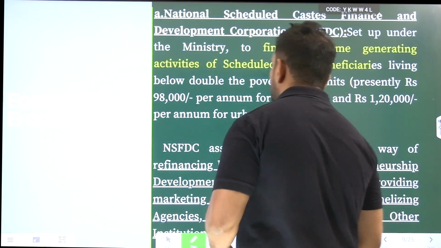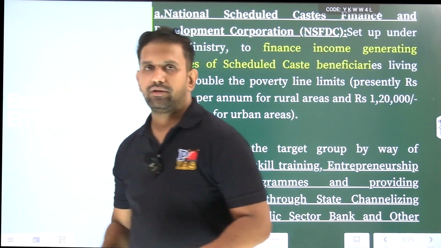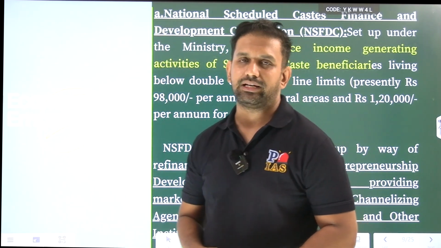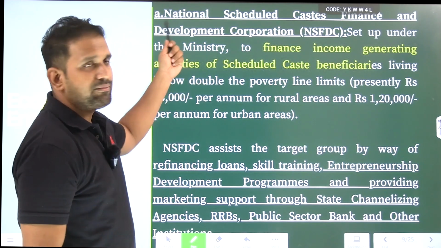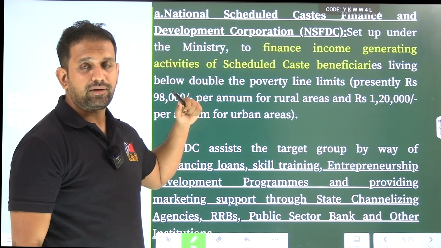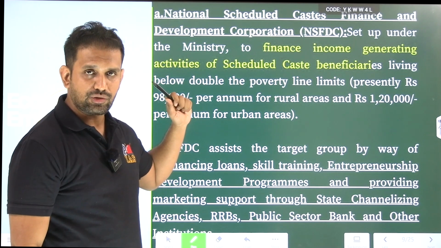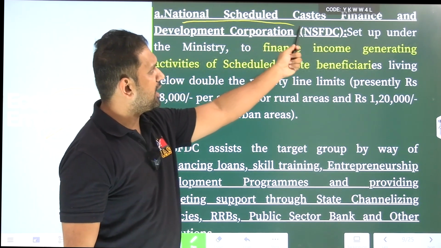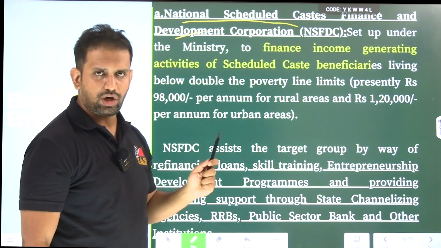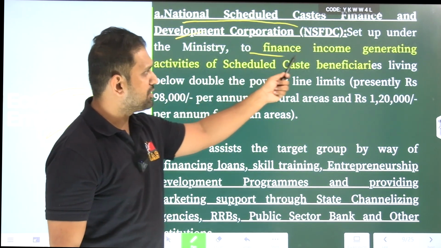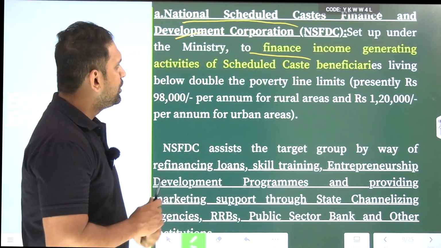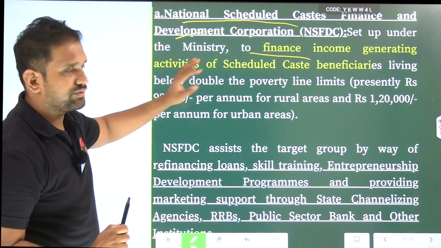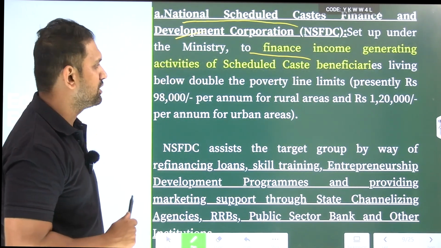Now let us see economic empowerment. If you are not able to see, economic empowerment is written here. The same organization is also there for minorities and STs also. Just replace SC with minority. National Scheduled Caste Finance and Development Corporation. It was set up under the Ministry of Finance, and to finance what? Not under the Ministry of Finance, under the Ministry of Social Justice. Okay, it is set up under the Ministry of Social Justice.